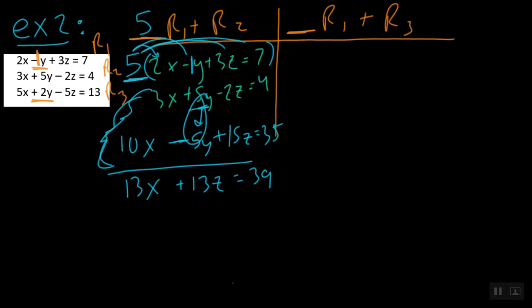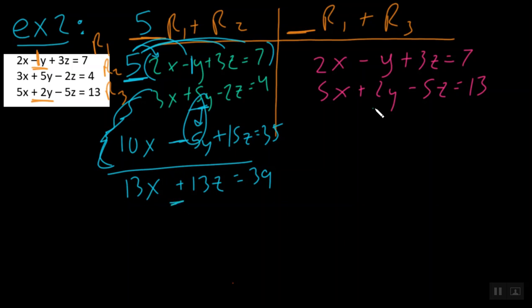Okay, let's go ahead and go with this nice magenta color. And let's write our row 1 again. We know that it's 2x minus y plus 3z is equal to 7. And our row 3 is going to be this 5x plus 2y minus 5z is equal to 13. Okay, perfect. And what we want to say is this. Since we canceled out y's over here, we have to cancel out the y right here.